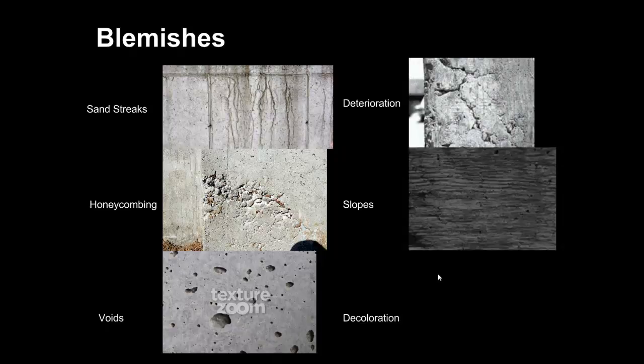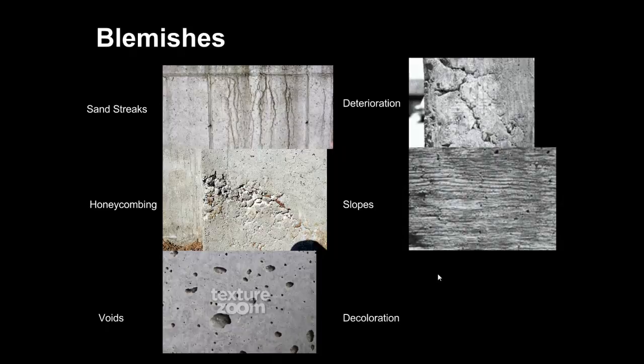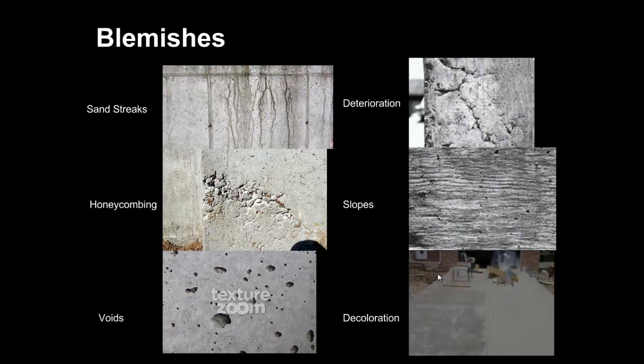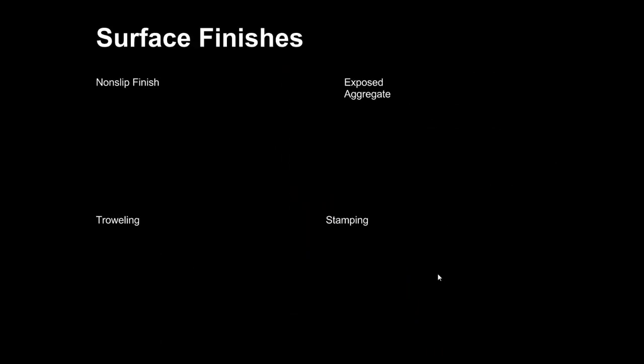It's just slapped on. Slopes happen on vertical concrete, usually walls, when they're up against plywood to keep them in shape. And decoloration happens usually through inconsistencies, when the workman is using more water in a section, or he's using different kinds of concrete, or maybe more aggregate and things like that.